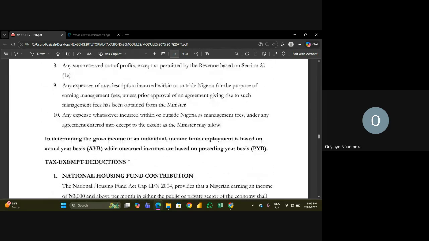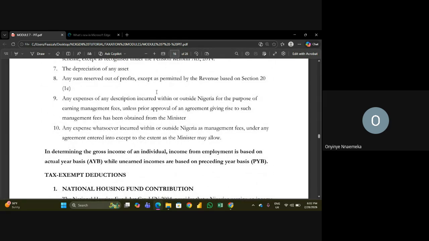Depreciation is disallowed. Any sum reserved out of profit, that is reserved profits or reserved earnings, or retained earnings, is disallowed. Expenses incurred within or outside Nigeria for any management fees under any agreement entered into, unless prior approval has been given by the minister, except to the extent as the minister may allow. This too is quite confusing. I'm not really certain of what they are speaking about.